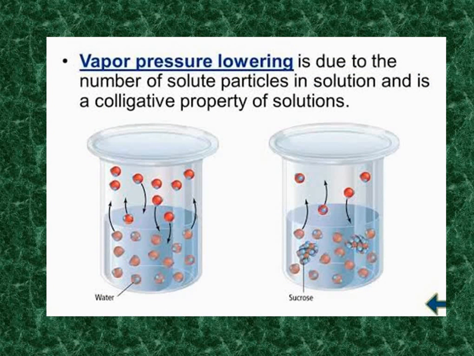For that we have a demonstration. This is a beaker which contains only solvent, that is water. Here we have a solution where solute as well as solvent is present. So here lesser vapor will be there, because the solute particles will not allow the solvent to form a vapor. So the lowering in vapor pressure is here.